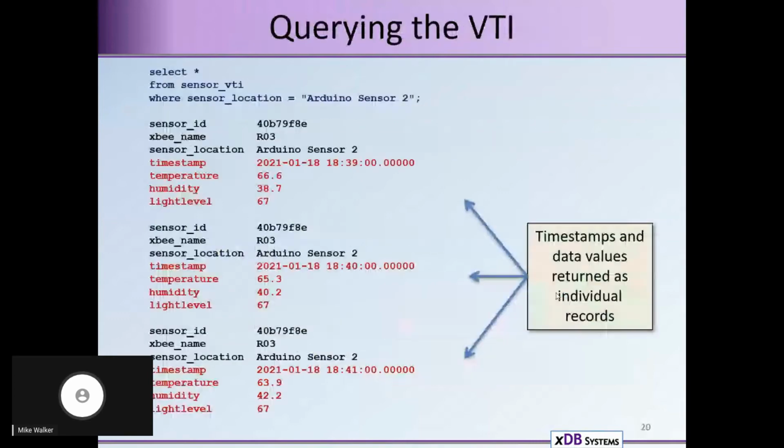If we query the VTI, the virtual table, instead of the underlying time series table, we'll see the data, and it's like if you join that parent and child table. So you have one entry here, one record returned for every time series reading, and the timestamp is included, even though this is a regular time series in this example. So we have our base table information repeated, and then our timestamp, temperature, humidity, and light level.